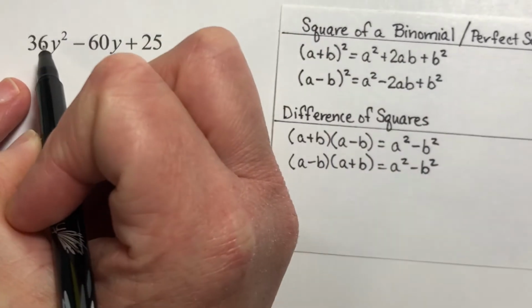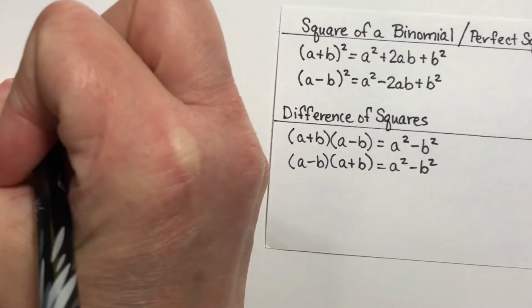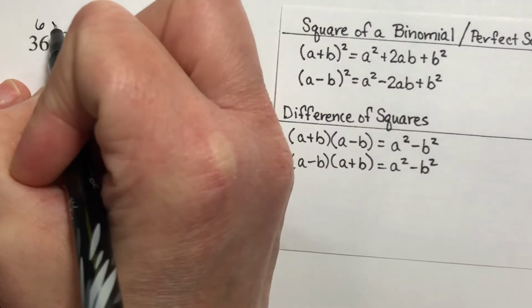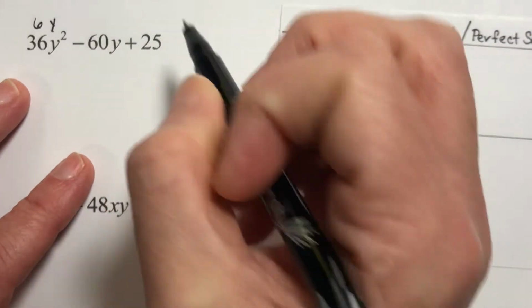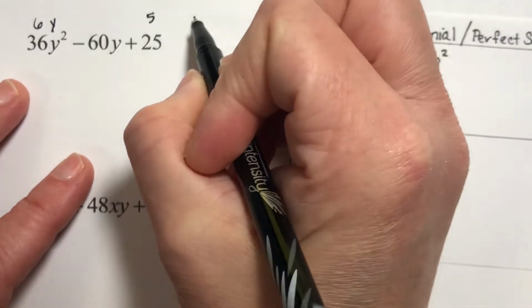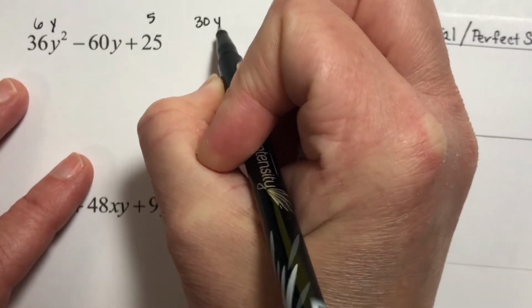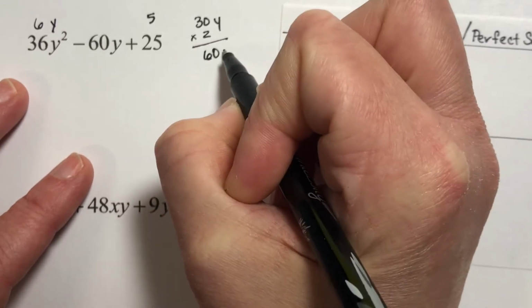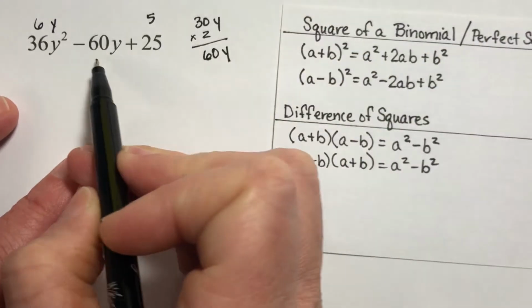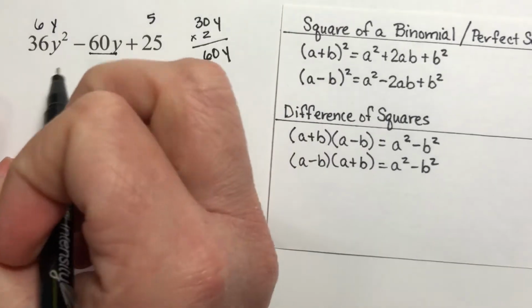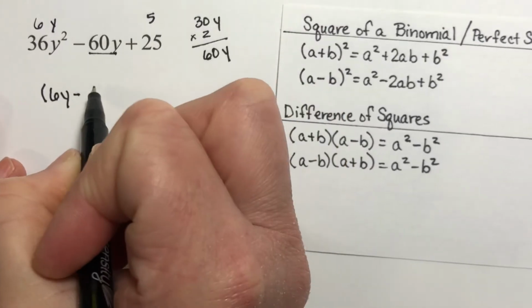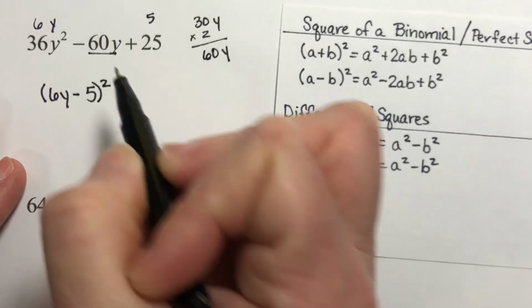And 36 is 6 squared. Y squared, the square root of that is y. And here, the square root of 25 is 5. We multiply these together, and we get 30y. If we double that, we get 60y, which is right here. So this factors as 6y minus 5 squared.